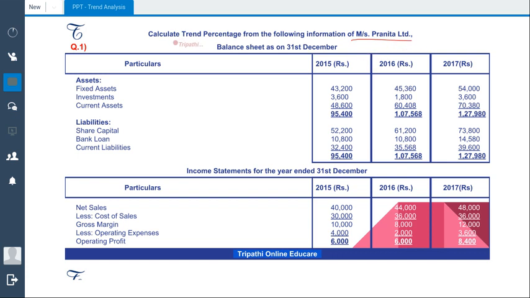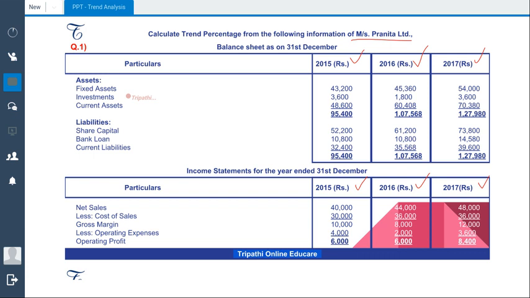So let's start. Calculate trend percentage from the following information of Mrs. Pranita Limited. Balance sheet as on 31st December. We have 3 years over here: 2015, 2016, and 2017. For trend analysis, you will do the comparative analysis of more than 2 years. Here, the balance sheet is given as well as the income statement, again for 3 years: 2015, 2016, and 2017.